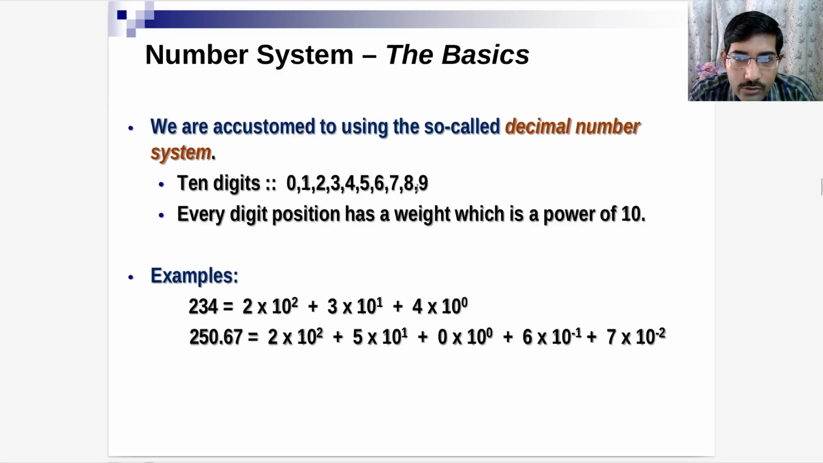So 9 we can consider as 09, and 9 plus 1 will be 10. We cannot hold two digits in a single place, so it's 0 and the carry is moved to 1. This is the decimal system we know, which has powers of 10. I think you all can understand, 234 is 2 into 10 square plus 3 into 10 to the power 1 plus 4 into 10 to the power 0.